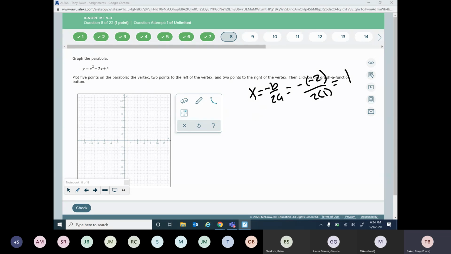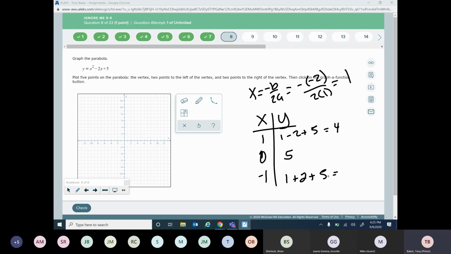Now when I'm plugging in my values, I'm going to do an XY table. And 1 is going to be the first number. And then I'm going to do 0 and -1, just because I like plugging in the zeros. So now we're just going to plug those numbers into the problem. So I've got 1 minus 2 plus 5 is 4. 0 is 5. Then I've got 1 plus 2 plus 5. So -1 is 8. So we're going to graph my 3 points.